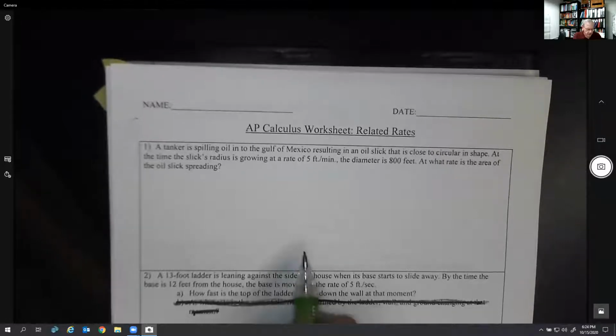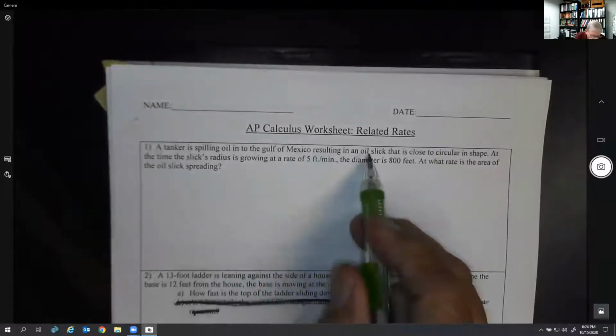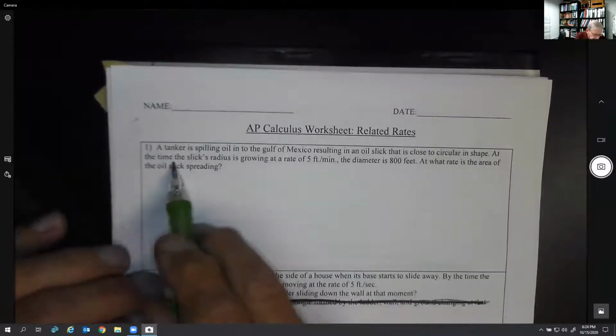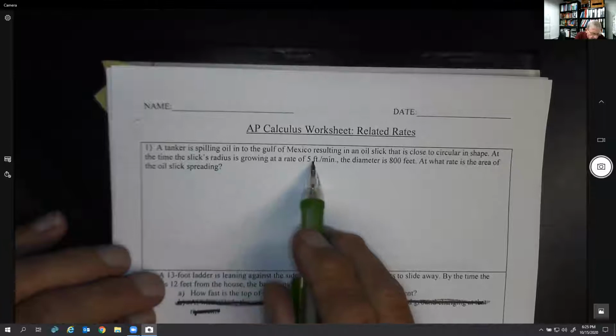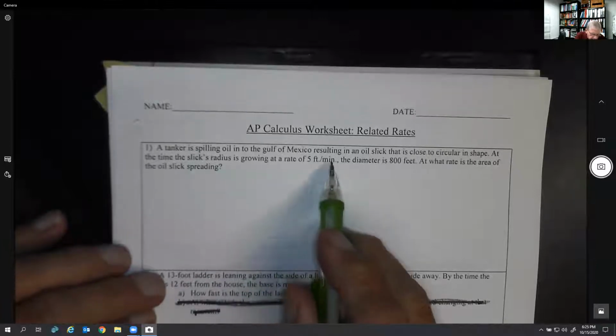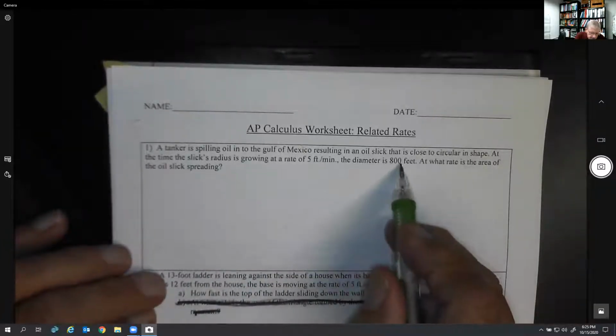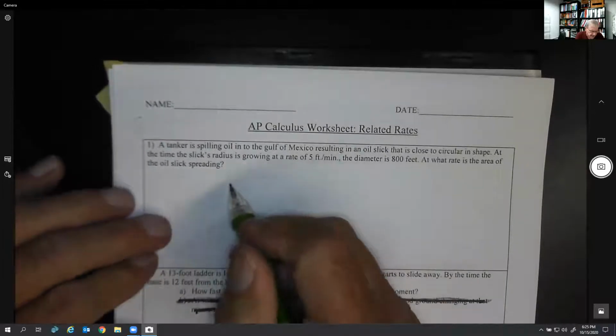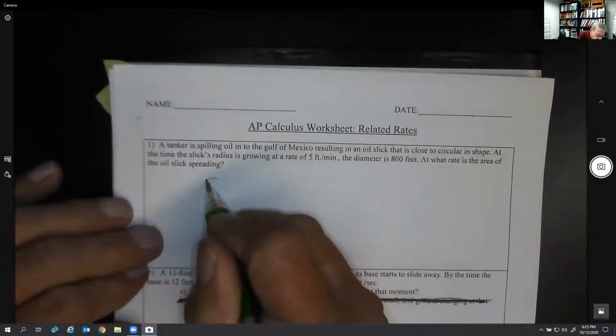It says a tanker is spilling oil in the Gulf of Mexico in an oil slick that is close to circular shape. At the time the slick's radius is growing at 5 feet per minute, the diameter is 800 feet. At what rate is the area of the oil spreading? Well, it may sound different from the other one, but it's basically the same problem. We have a circle here.